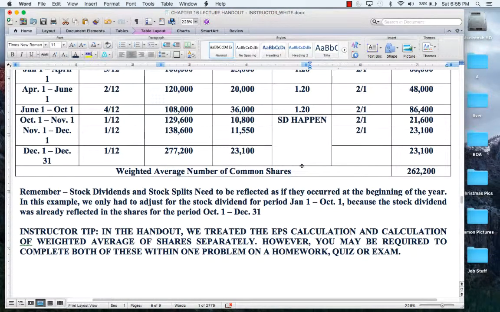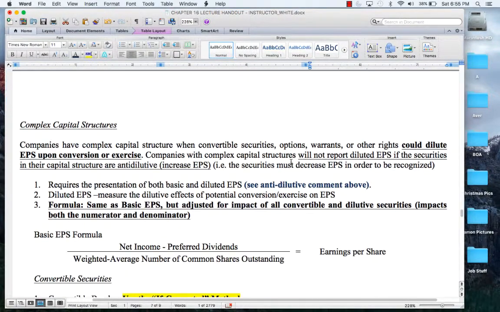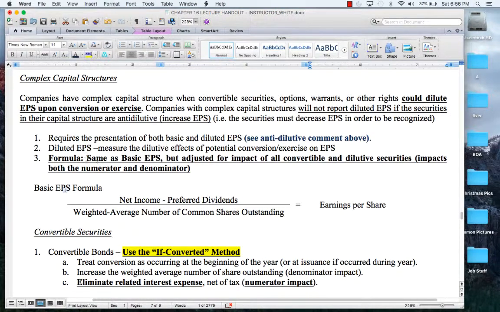Remember, be aware that you will likely have to do both the examples that we just went through for basic EPS in one problem. Under complex capital structures and dilutive EPS, remember that you present both basic and dilutive EPS unless the dilutive EPS is anti-dilutive, which means that it is greater than the basic EPS. The same formula is used for basic and dilutive EPS, except the dilutive EPS is adjusted for the impact of all convertible and dilutive securities.